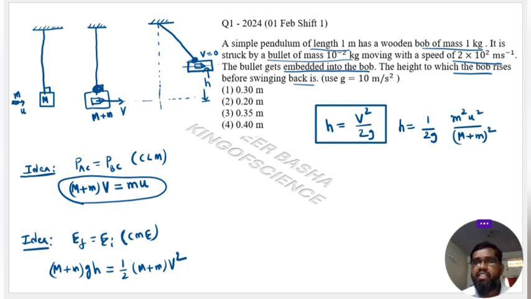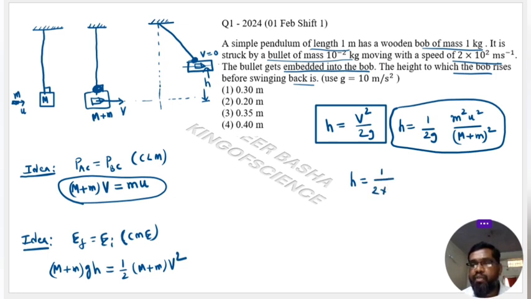Okay, so let us substitute all the values. h will be equal to, you can remember this is the standard formula for height rise in the simple pendulum case, 1 by 2 into 10. Then mass into velocity: the mass of the bullet is given as 10 power minus 2, whose velocity is given as 2 into 10 square, divided by (m plus m) whole square, so 1 kg plus 10 power minus 2 kg.